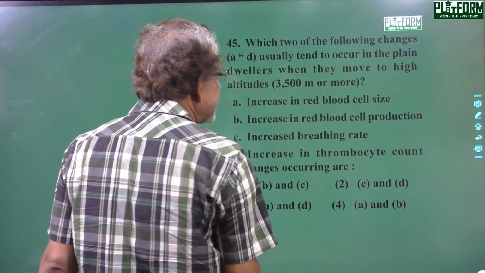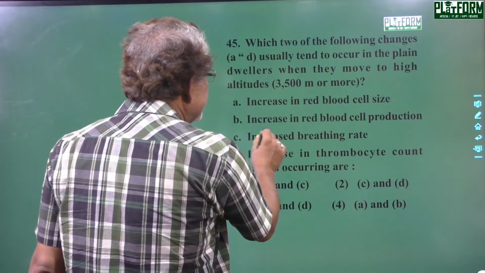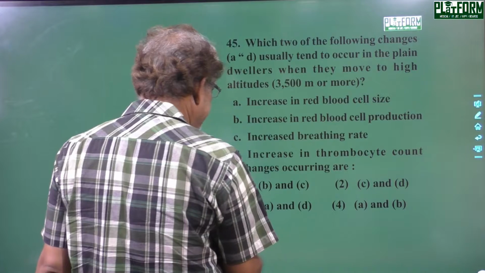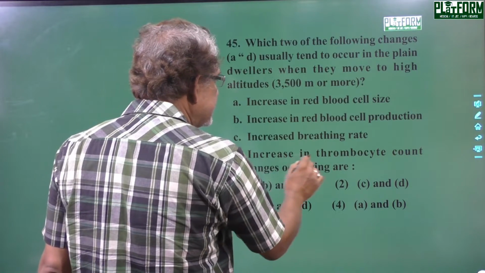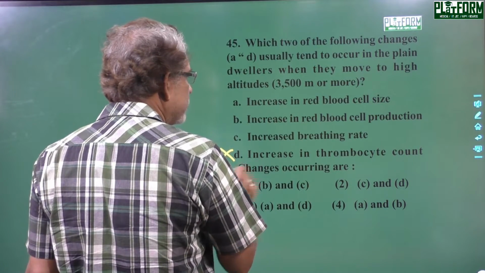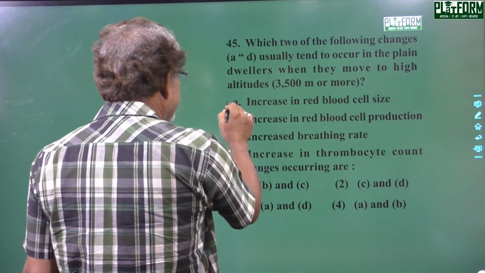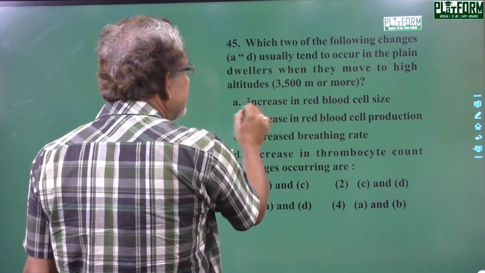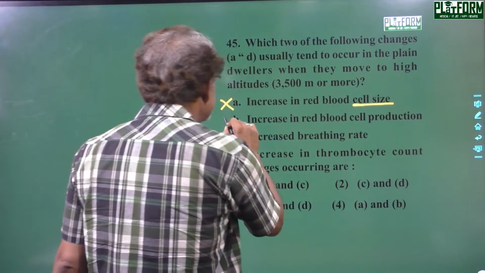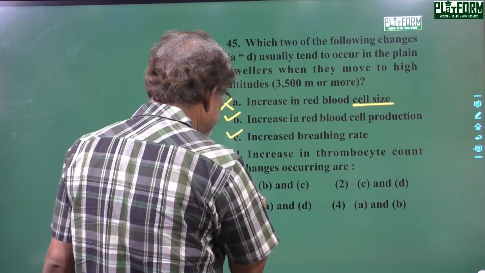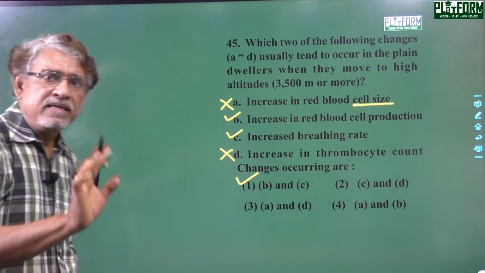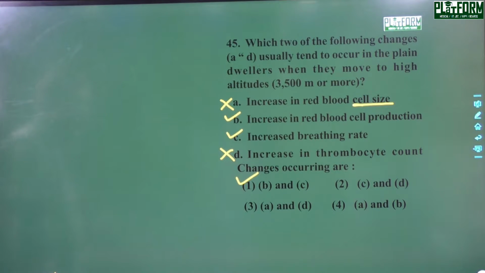Increase in red blood cell size. Option B: increase in red blood cell production, increase in breathing rate. Increase in thrombocyte count is not possible. Increase in red blood cell size, not possible. So B and C option is correct. So your answer is option 1, that is B and C. Next question.